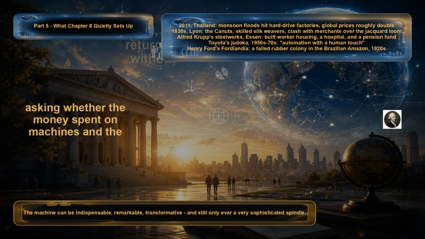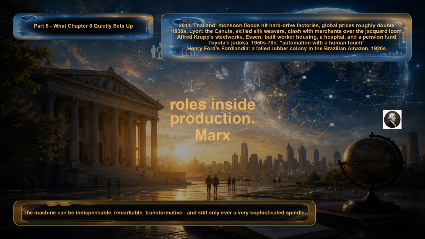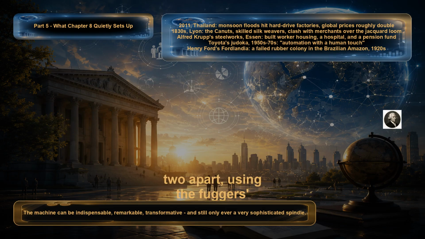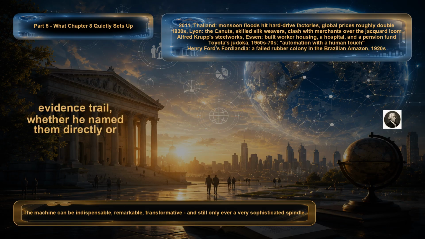returned, without asking whether the money spent on machines and the money spent on wages played fundamentally different roles inside production. Marx thought this blending hid something important, and Chapter 8 is him carefully, patiently prying the two apart, using the Fugger's silver mines, the Venetian arsenal's canal, the Cornish cost books, and Lancashire's idled spindles as his evidence trail, whether he named them directly or not.